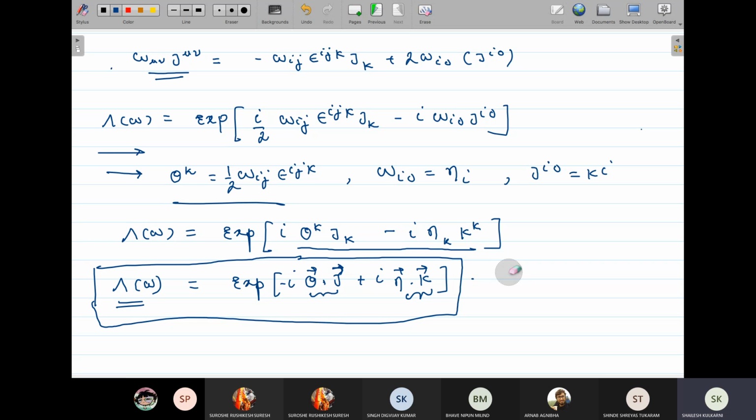So let us apply this to some particular case. Suppose I want to discuss a particular Lorentz transformation which is a rotation, and that also a rotation about, say, the z axis, that is axis number 3. Okay, so let us see what we get. So, rotation about the third axis, that is the z axis.